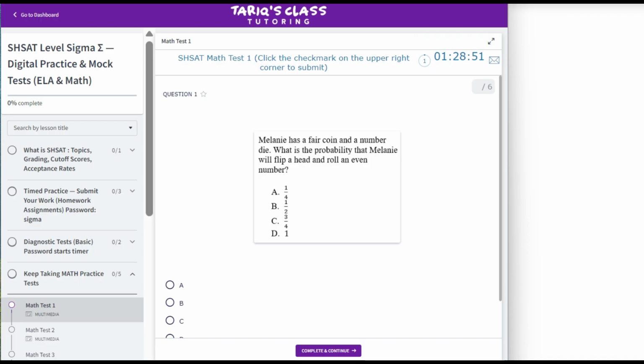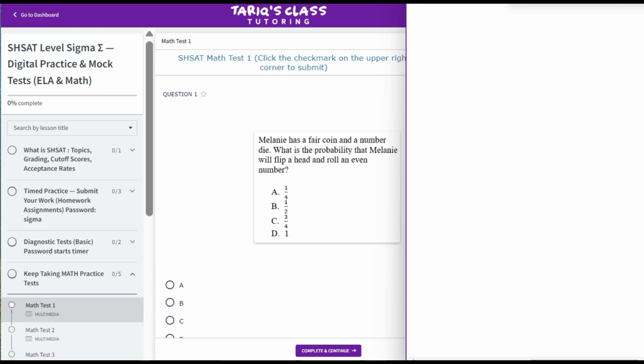So question number 1. Melanie has a fair coin and a number die. What is the probability that Melanie will flip a head and roll an even number? Okay, so she has a fair coin, so it has two sides. So we want it to be head. So the probability that she gets a head is 1 out of 2.